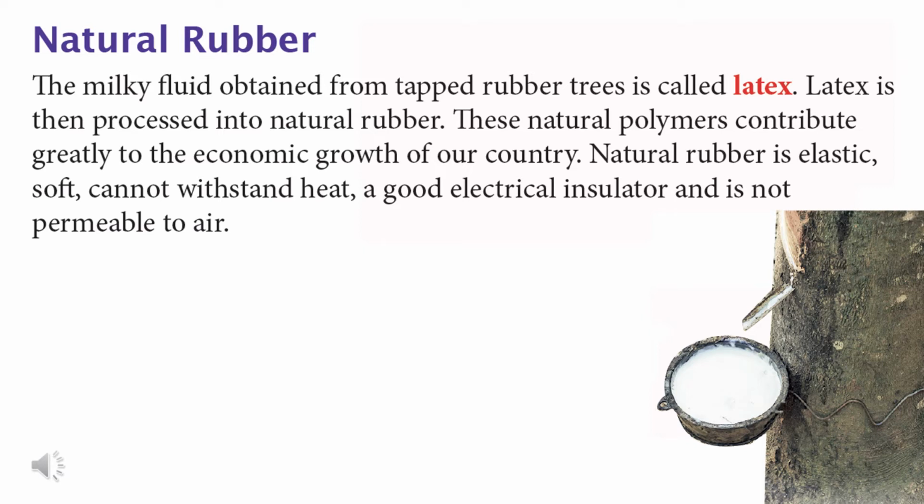Natural rubber. The milky fluid obtained from tapped rubber trees is called latex. Latex is then processed into natural rubber. These natural polymers contribute greatly to the economic growth of our country. Natural rubber is elastic, soft, cannot withstand heat, is a good electrical insulator, and is not permeable to air.